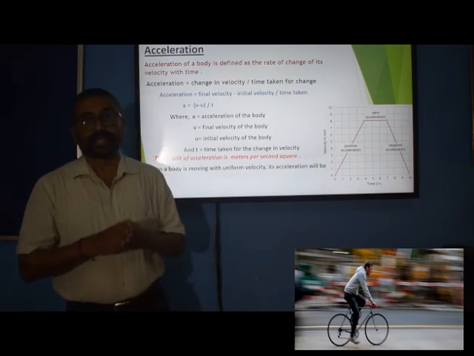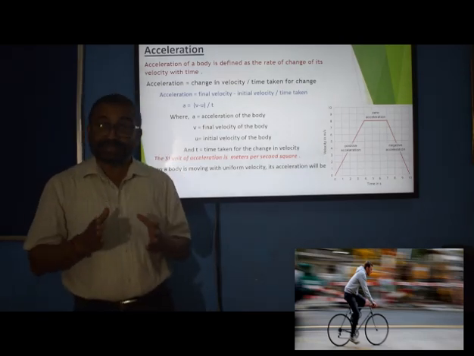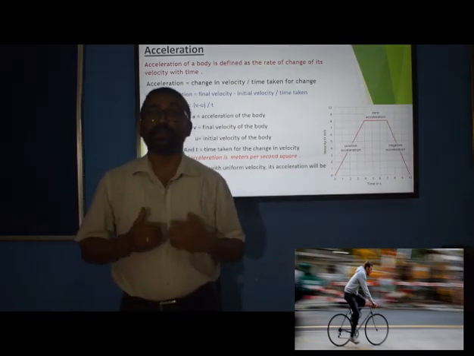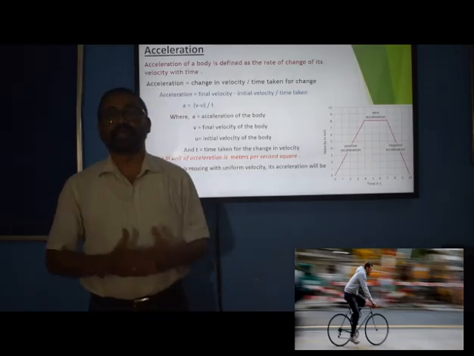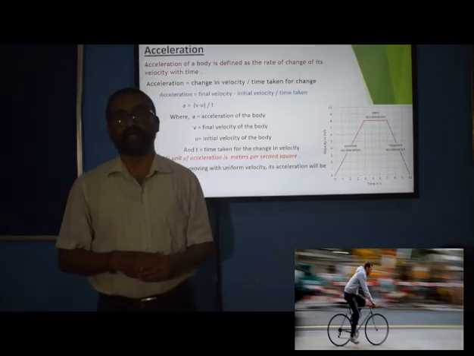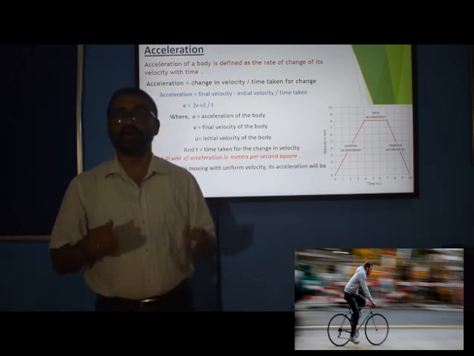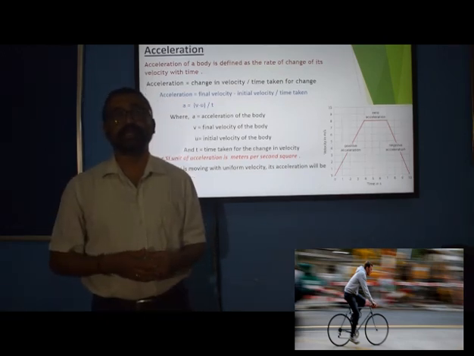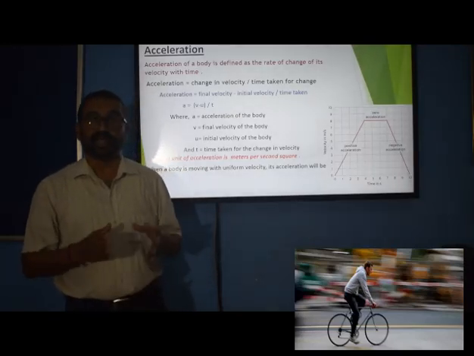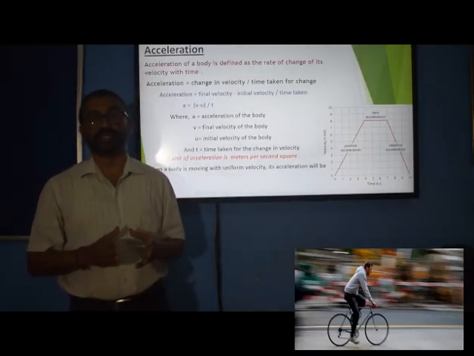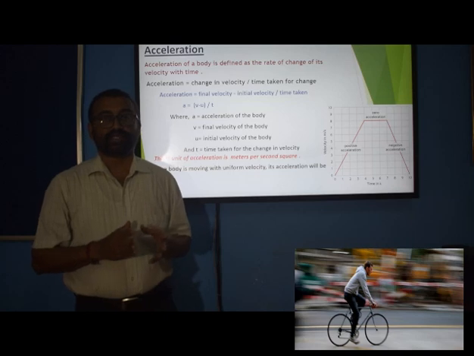Then acceleration. Acceleration is the rate at which velocity changes. In 1 second, how much increase or decrease, how much change in velocity is there? That is called acceleration. Rate of change of velocity.